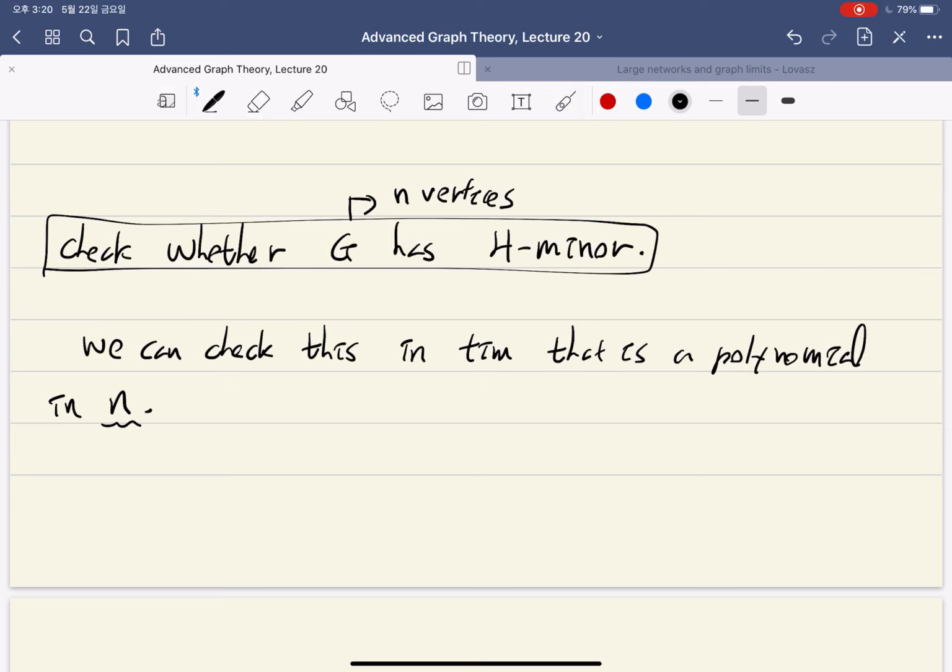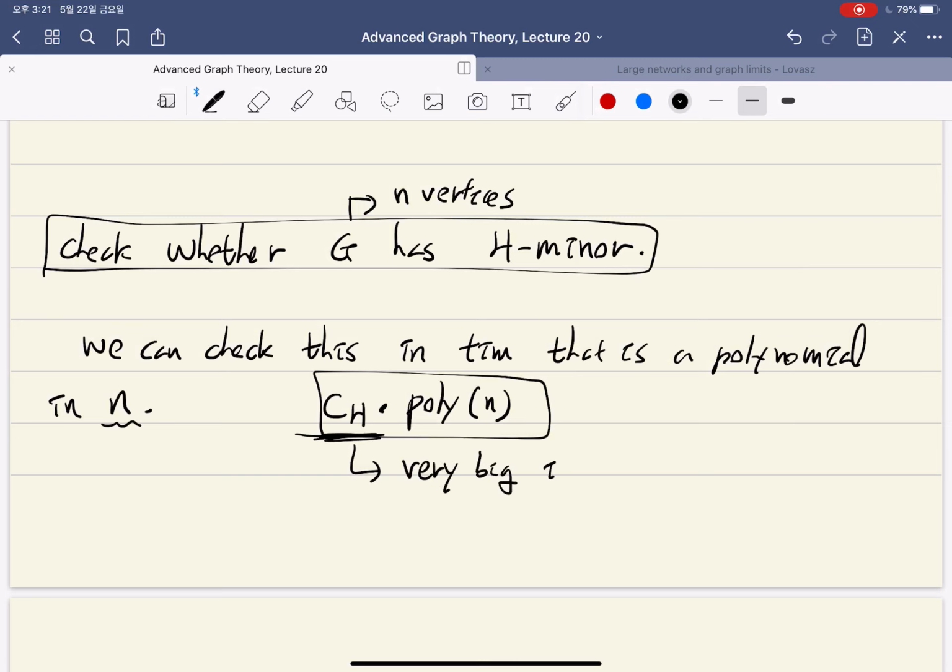However, in this polynomial, it looks like there is some constant depending on H times some polynomial in n. So there is this implicit constant which comes from H, and this is actually very big in terms of H. So for fixed H, this is only a constant. This doesn't grow. But it's not practical because this is usually very large.